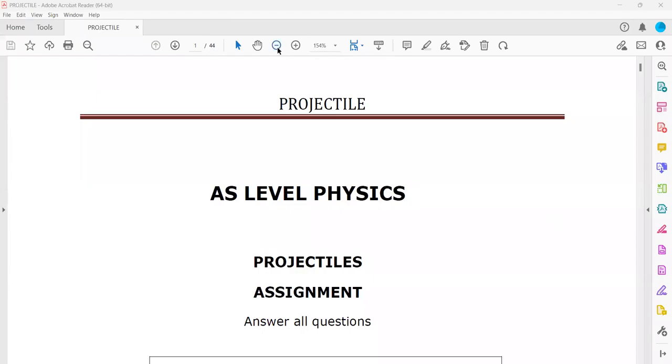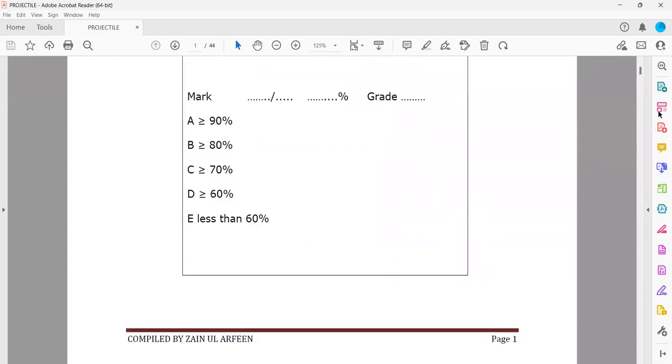So in this session, I'll discuss the doubts related to projectile motion. Instead of discussing a specific part, we'll discuss the full question. So the first one, question 20.